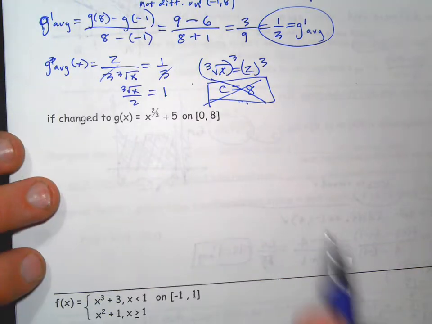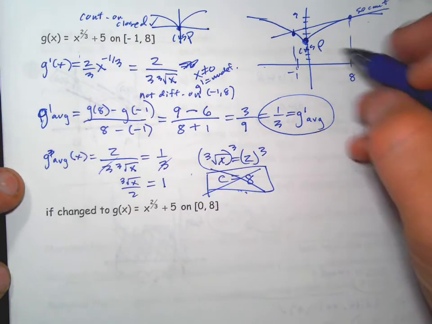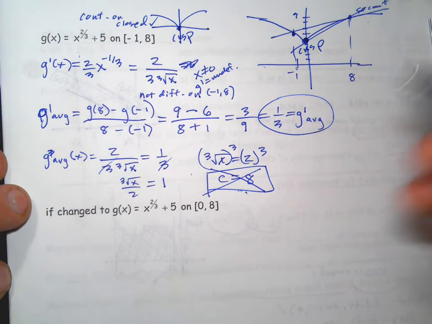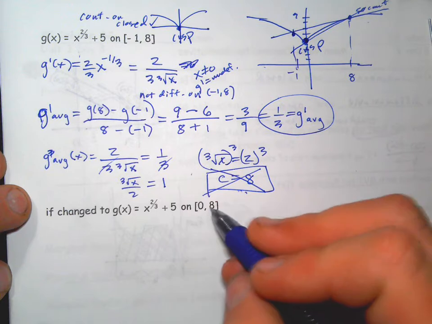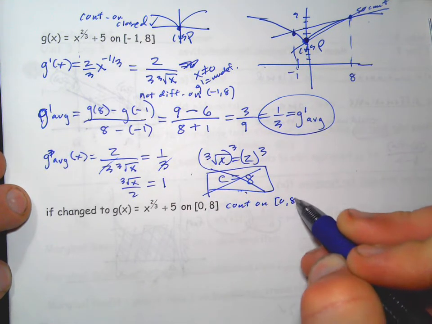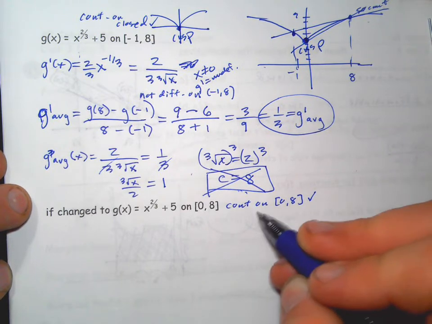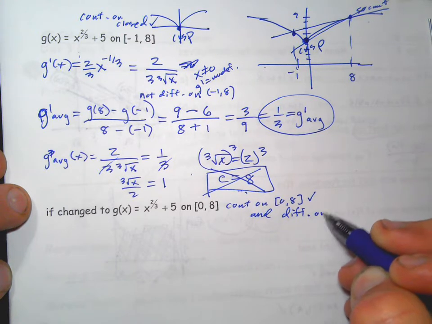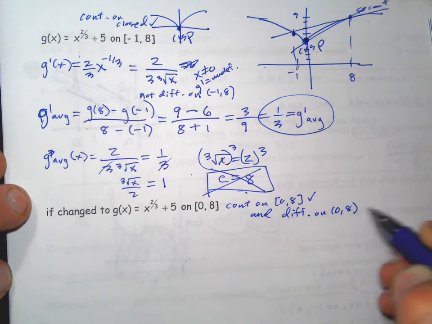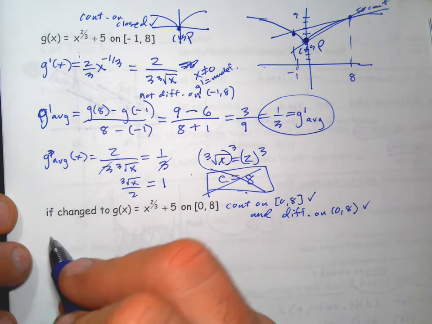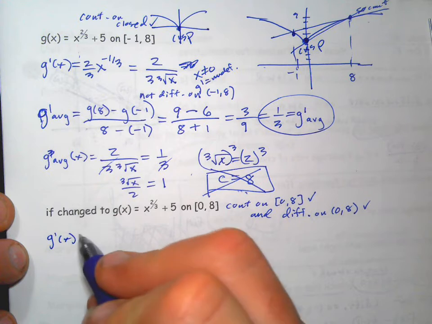Anyways, now if we change the problem a little bit, we said, okay, let's do the same one, but let's do 0 to 8 instead. Well, that would be on a section of the graph that was continuous and differentiable on the open interval. So it's continuous on the closed interval. Okay. And it's differentiable on the open interval. So this one, we can do it. Okay. So, the derivative is the same thing.